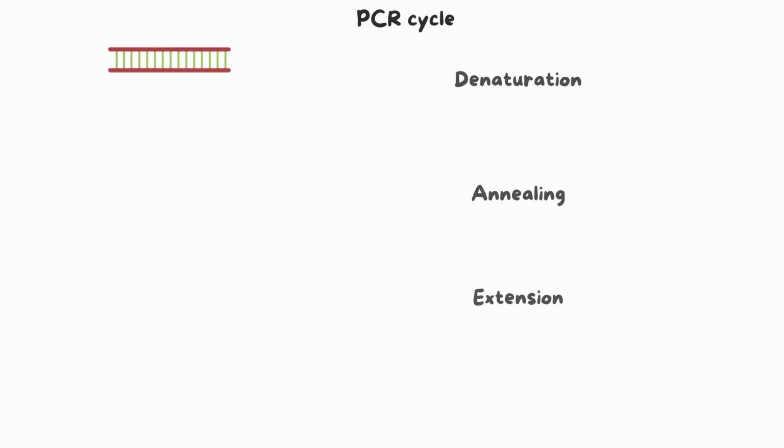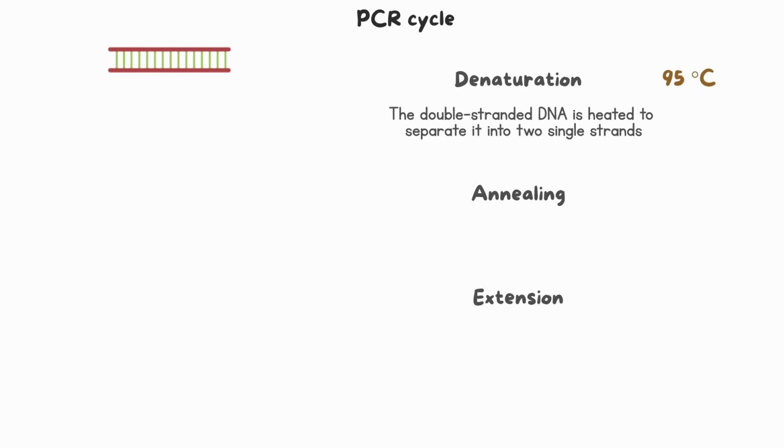PCR cycle occurs in 3 steps: denaturation, annealing, and extension. First, the double-stranded DNA is heated to 95 degrees Celsius to be separated into 2 single strands.